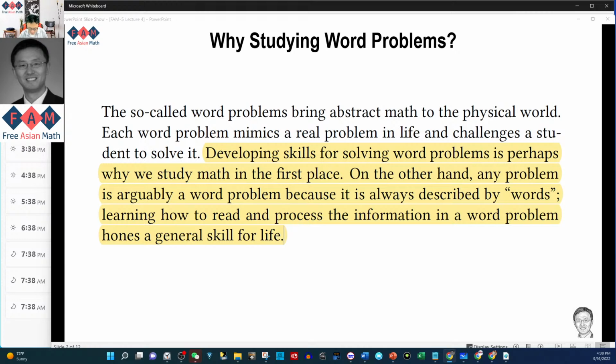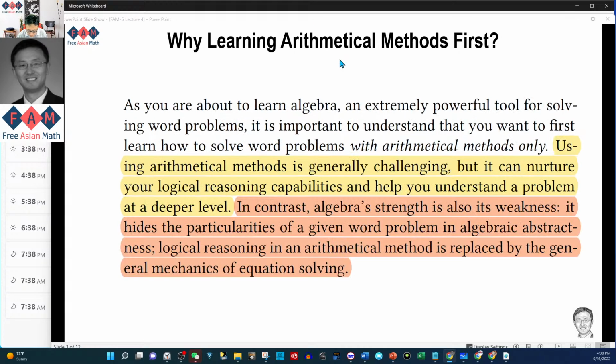Okay, so let me re-emphasize that we really want to train you to learn arithmetical methods first before you learn algebra. Once again, we already discussed the strengths or the benefit of arithmetical methods, but the mirror image is that since algebra is so powerful, what is the weakness of algebra? Well, it's exactly the opposite of arithmetical methods.